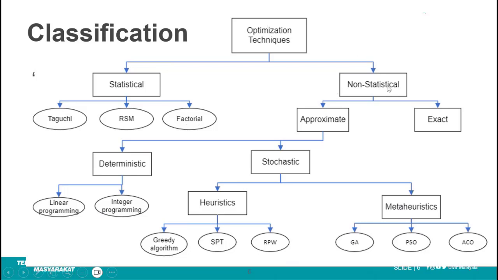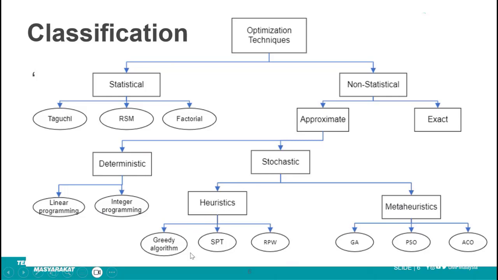Then for non-statistical, we can divide into exact and approximate techniques. The exact will guarantee the optimum solution, and the approximate approach will try to find the nearest or the most possible optimum solution for the problem. For approximate techniques, we can divide under deterministic and stochastic. For deterministic, the examples are linear programming and integer programming. While for stochastic, we can divide under heuristics and metaheuristics.